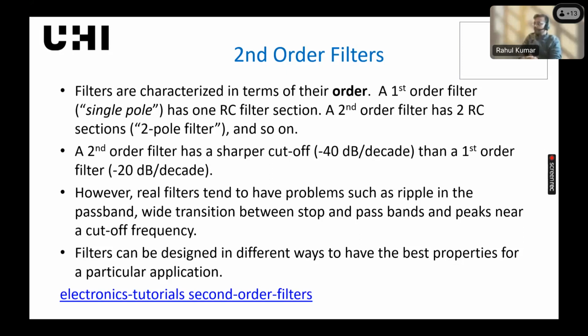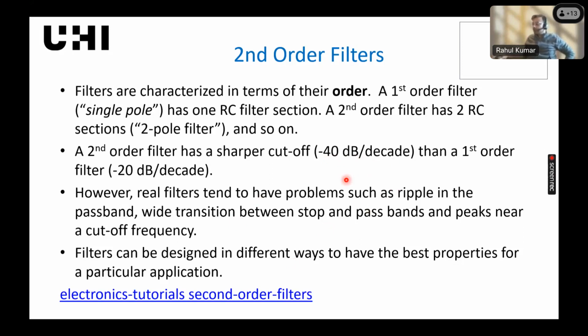So we can increase the slope by using a second order filter. That is, instead of a single RC, we can use two RC filters, right? To increase the slope to minus 40 dB per decade. And then we can increase it further by using a third order filter. So for a third order filter, the slope will increase from minus 40 by another minus 20. That's altogether minus 60 dB per decade, right? If you use a third order filter.